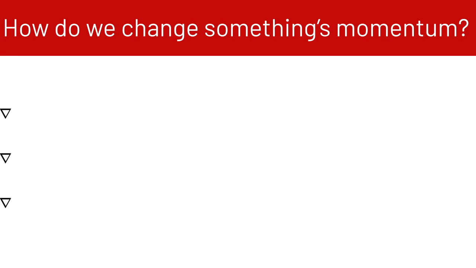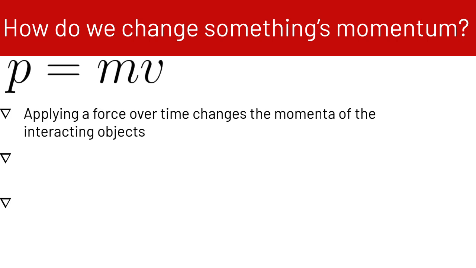So let's talk about how you change something's momentum. Remember that momentum is equal to the mass of an object times its velocity. We're going to apply a force over time, and that's going to change the momenta, which is the plural of momentum, of the interacting objects. So to change an object's momentum, you apply a force over some time, and that changes the momenta of the interacting objects.